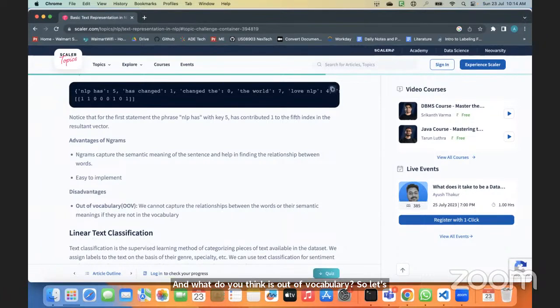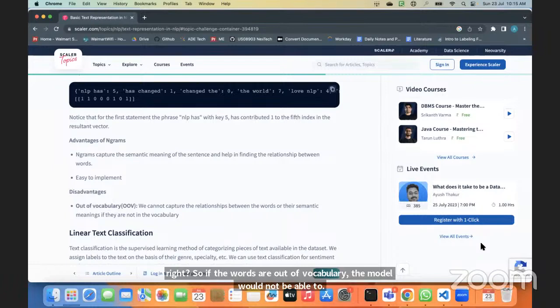Let's say our model is trained on only animal names. Let's assume that. It's trained on dogs, cats, peacocks, fox, tiger, and all the animal names in the world. Then you give a random word called book, and it will not be able to understand what a book is, because book is not at all in the training sample. So these types of words are called out of vocabulary. If the words are out of vocabulary, the model would not be able to identify anything. It will just throw an error.